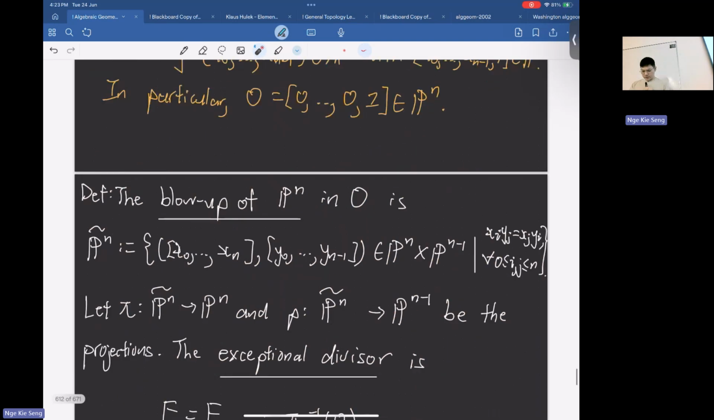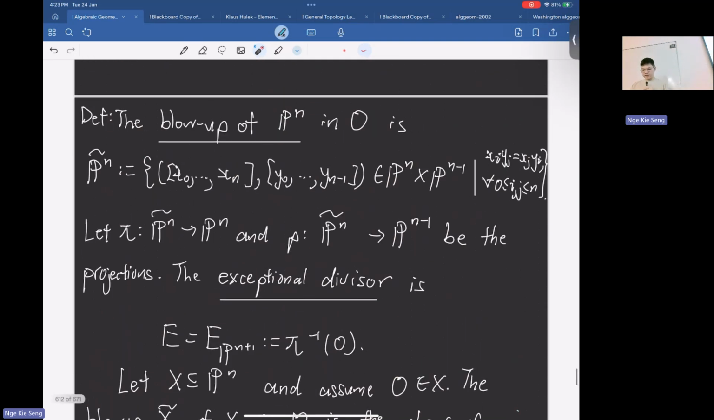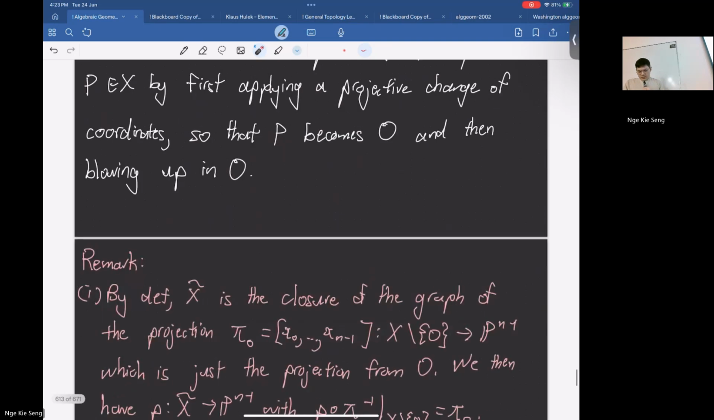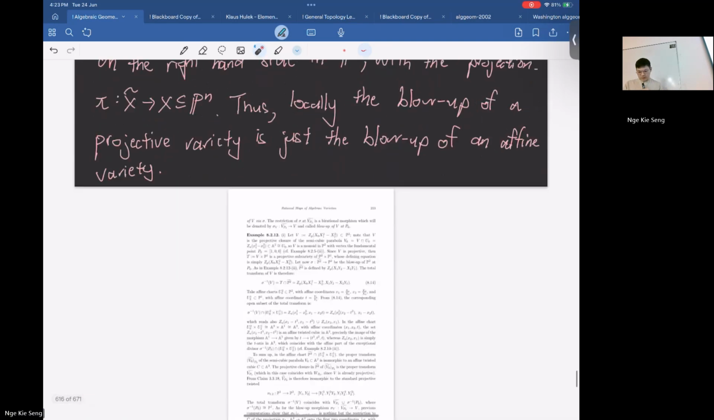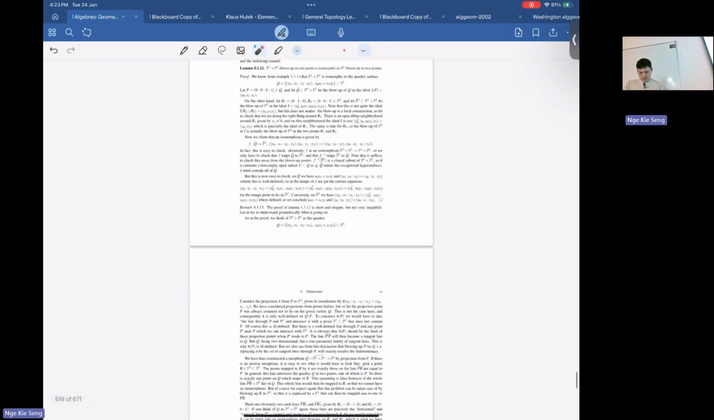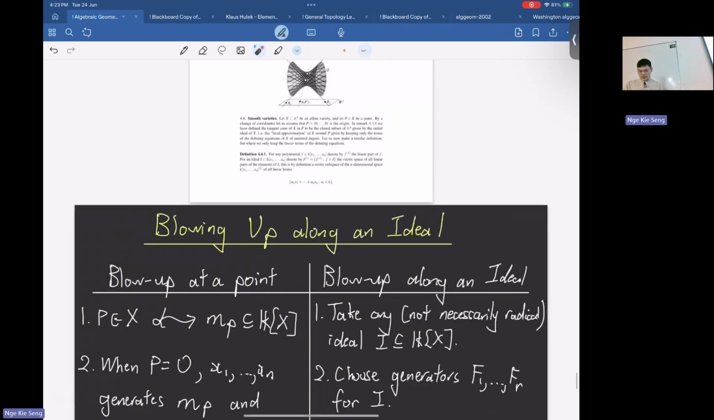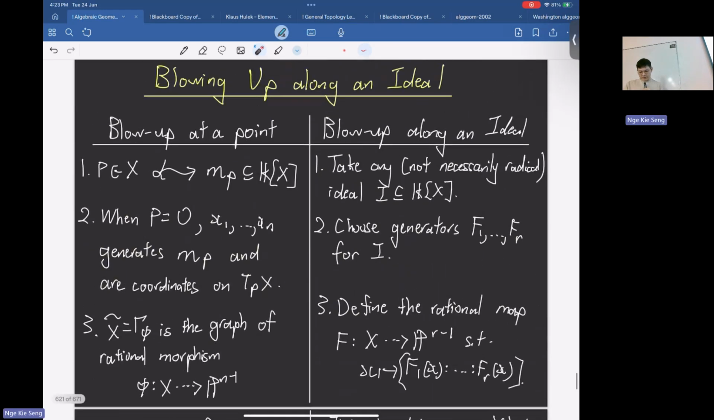Then you will do a similar construction, again sending the point to the line containing it. Let me go through the construction. I will show you some examples.